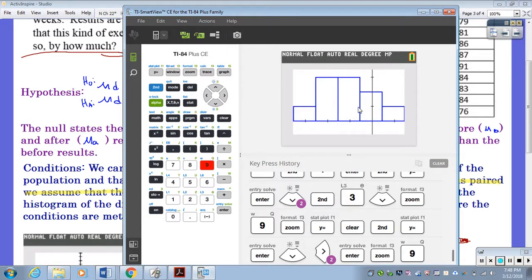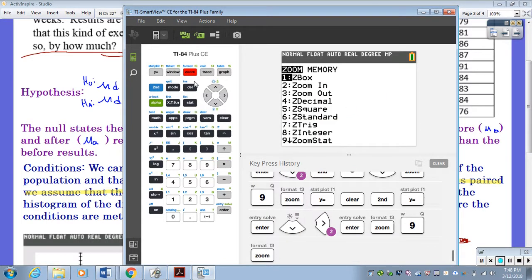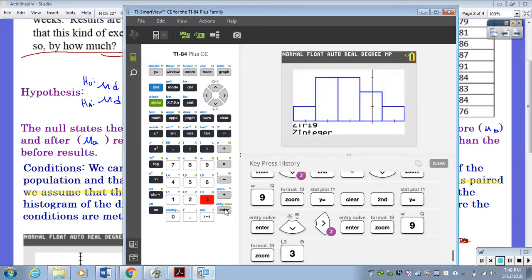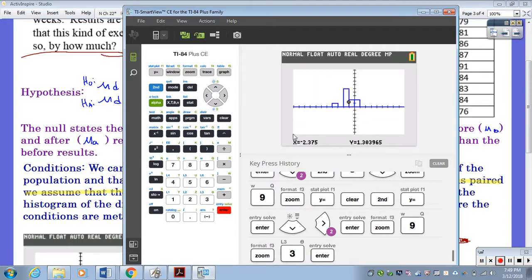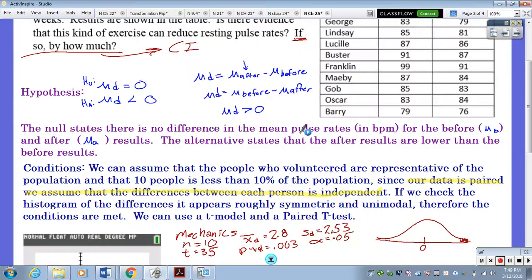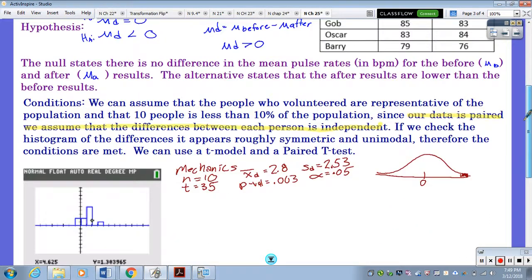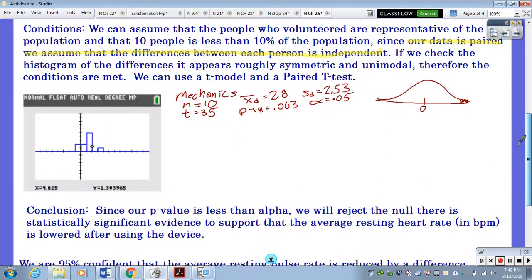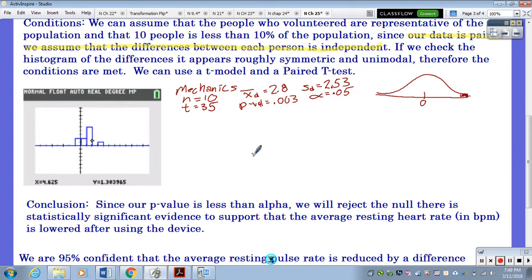And if you feel like, eh, that doesn't look great, you can always mess around with the zoom feature and hit zoom out and see what that does. Does that make it any better? For some of you, yes. For some of you, no. Remember, it doesn't have to be perfect. Just roughly symmetric. So then our mechanics look a little something like this.